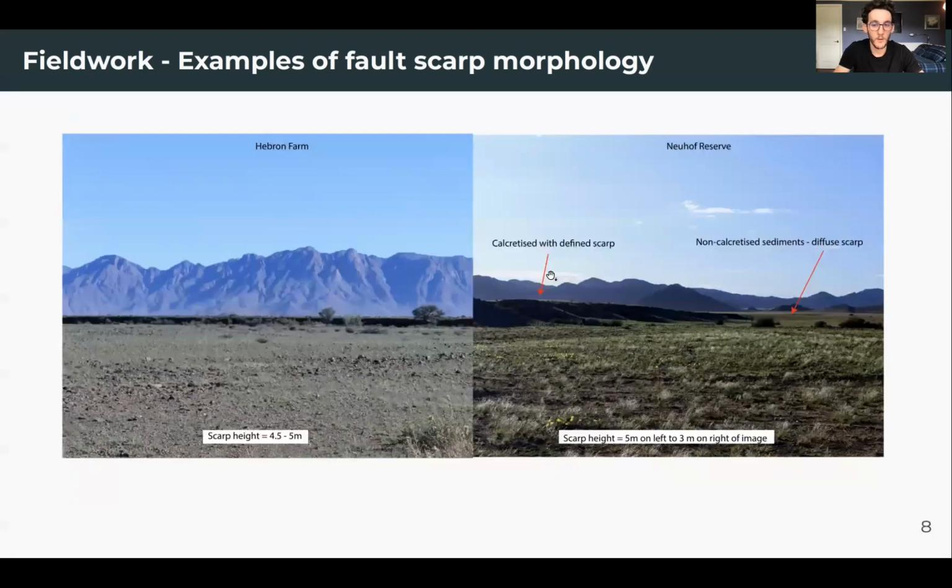So here's another look at the same locations, Hebron Farm in the center, Neuhoff Reserve to the south. Here we see the third scarp morphology, which is a diffuse scarp, and this is where there is no calcrete in the sediments. It's just Quaternary cover. I wouldn't call it a rock unit by any means. So we go from a scarp that's defined within a 20-meter window to something much more diffuse over 100 to 200 meters.